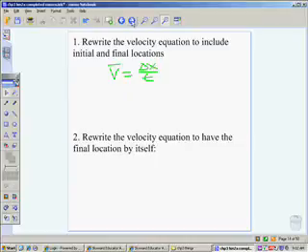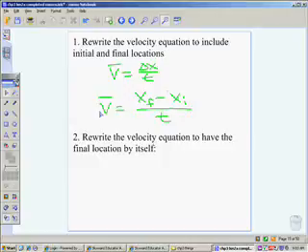Number 1, rewrite the velocity equation to include the initial and final locations. So we start off with our basic velocity equation, v-bar equals delta x over t. And instead of this delta x, we're going to rewrite this equation with our x sub f and x sub i. Remember that delta x is equal to the final thing minus the initial thing. And so we change the top of our equation to be that. The t on the bottom stays the same. The v-bar stays the same. It's just the delta x that's changing.